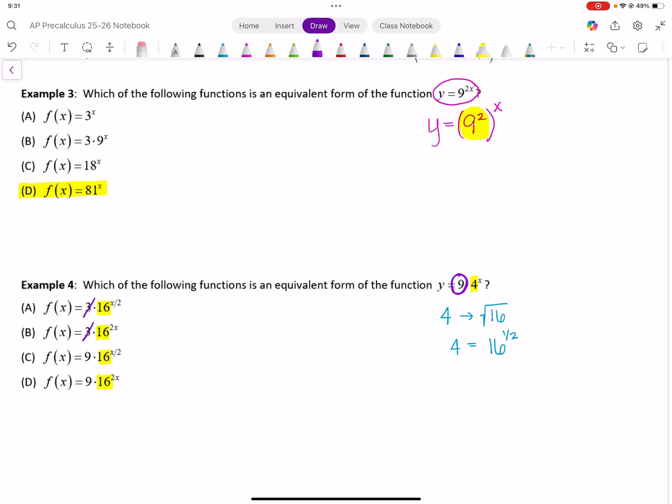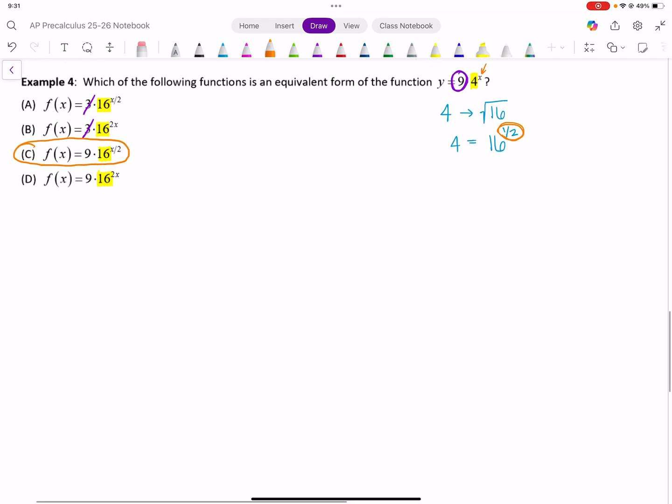So that eliminates A and B and leaves us with answer choices C and D. And then as we said, 4 becomes 16 to the 1/2 power. And then because we have an x, we just put an x there and we get answer choice C, or 9 times 16 to the x over 2 power.